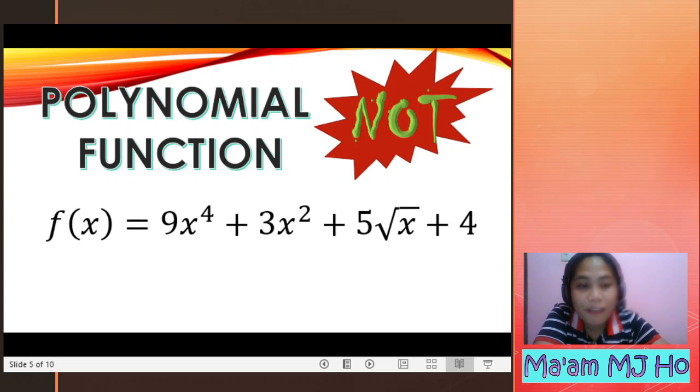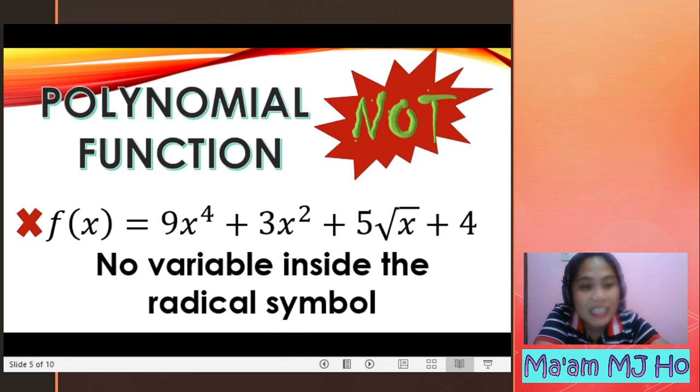Third, f of x equals 9x raised to 4 plus 3x raised to 2 plus 5 times square root of x plus 4. So this is not an example of a polynomial function because we have a variable inside the radical symbol. So please take note, pag meron tayong negative exponent at kapag meron tayong variable or letter sa loob ng radical symbol, hindi natin pwede i-consider yung function na yun as a polynomial function.